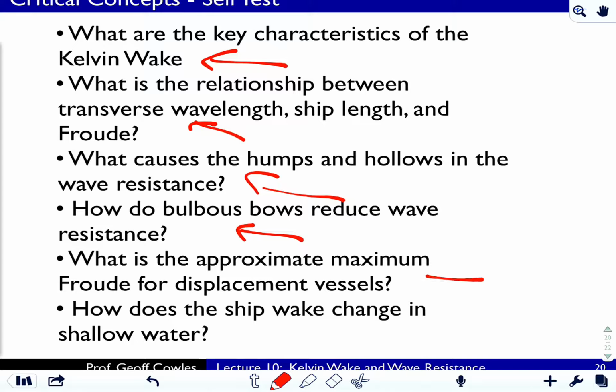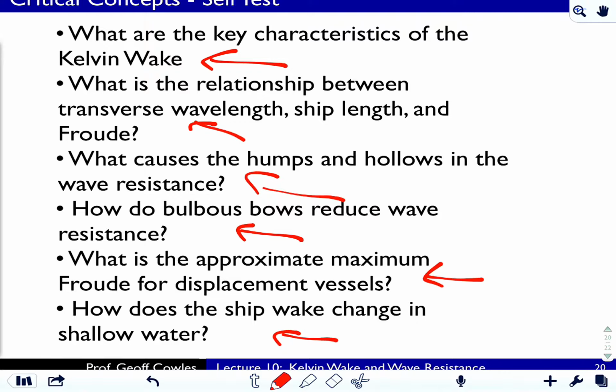Approximate maximum Froude, about 0.4 is a good number to remember. And as I just discussed, how the ship wake changes in shallow water. The key thing is that in shallow water, your wave speed changes. The nature of your waves changes. They're no longer deep water waves where their speed depends on the square root of the wavelength. They're now shallow water waves where the speed depends on the square root of the depth. And so they have a finite speed. It's set by the bathymetry and not by your boat.